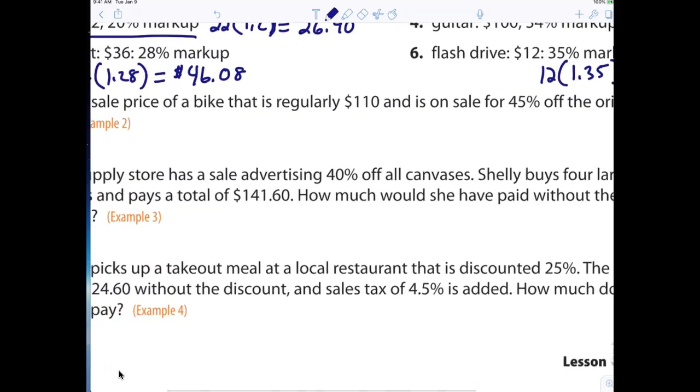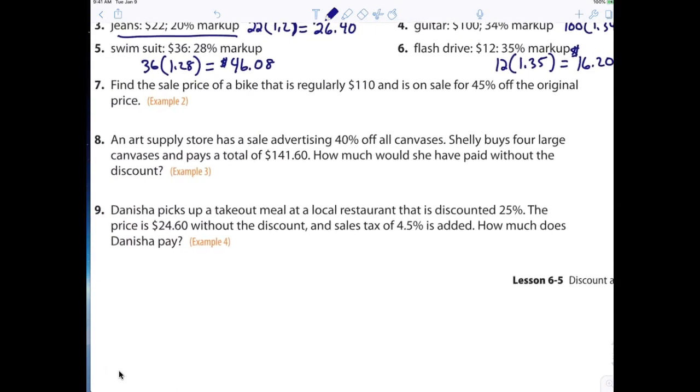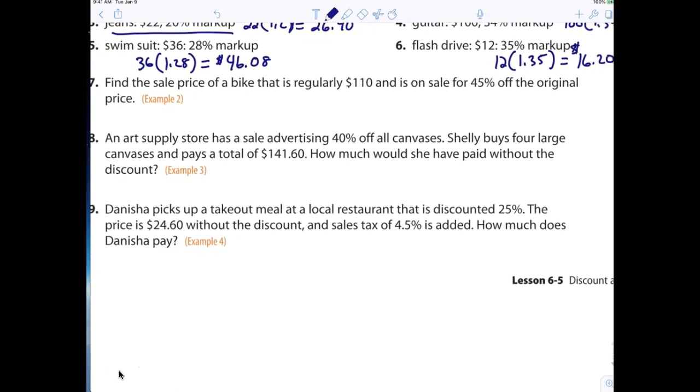So let him double check his work. All right, Aiden, you get to read number 7 now. Find the sale price of a bike that is regularly $110 and is on sale for 45%. Now we have a problem. It's not like the last problem. What do I have to do? I'm going to take $110 and multiply it by what this time? Shh. I want him to think.